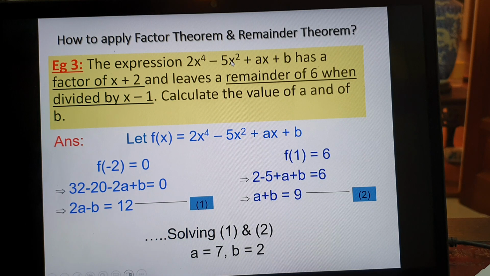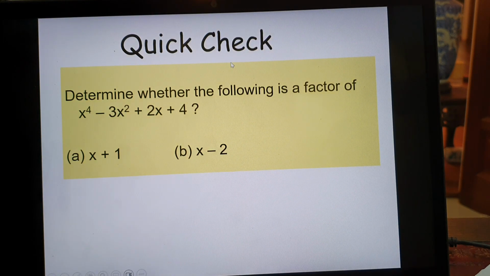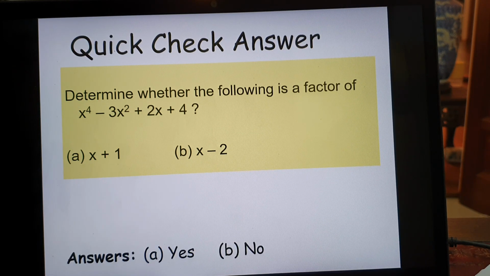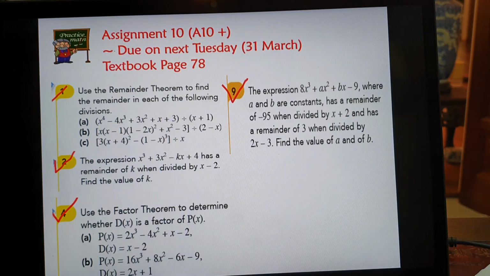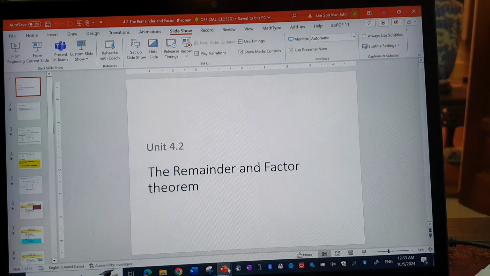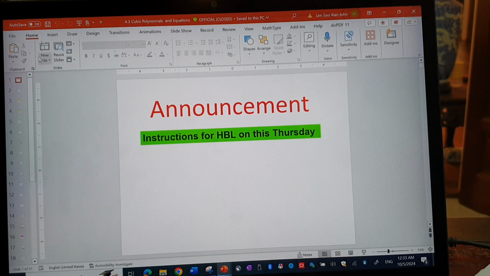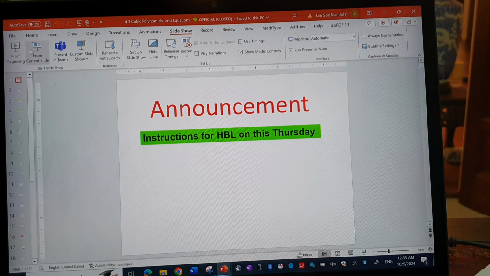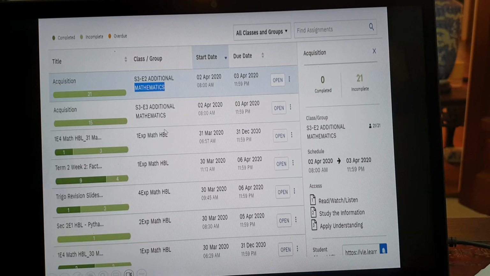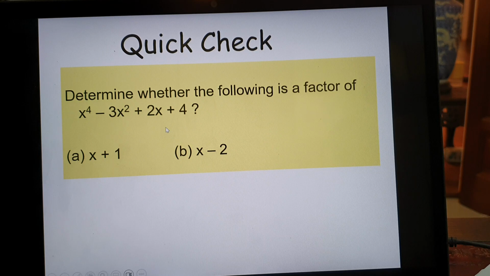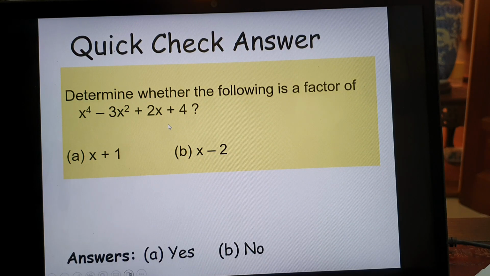That's it. Then you do a quick check. Maybe you want to do a quick check. Don't use long division. Use the factor theorem. That's it for this. But I'm not done yet. I just quickly finish off this topic. Okay, this one doesn't concern us. Then check whether this one, no, this one we're done already.